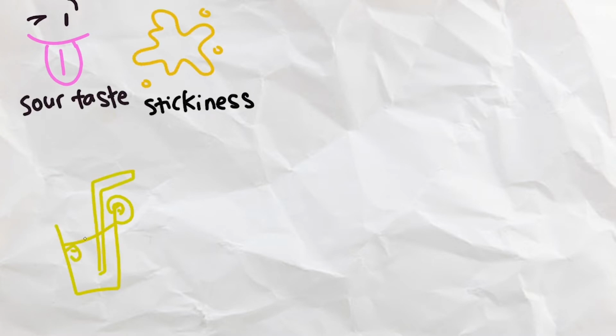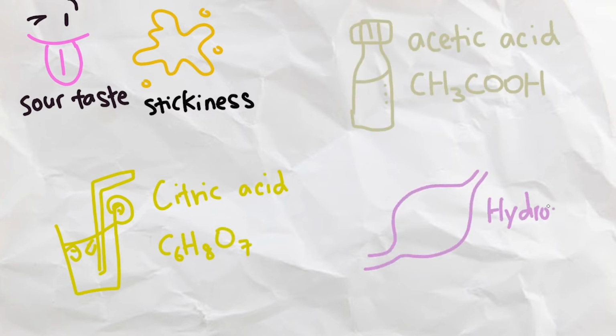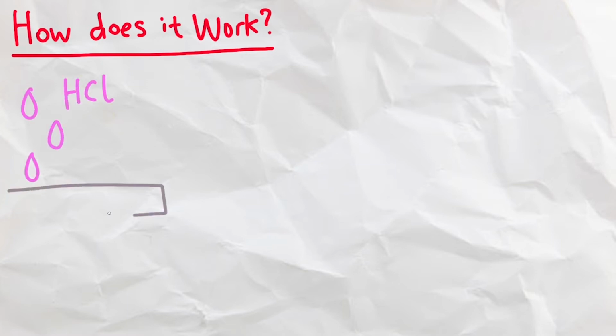Some of the most common acids are citric acid in lemonades, acetic acid in vinegar, and hydrochloric acid in our stomach. So given the definition, how do they work? Let's take pouring hydrochloric acid onto an iron bar as an example. In this reaction, we are adding HCl to Fe, which is iron.